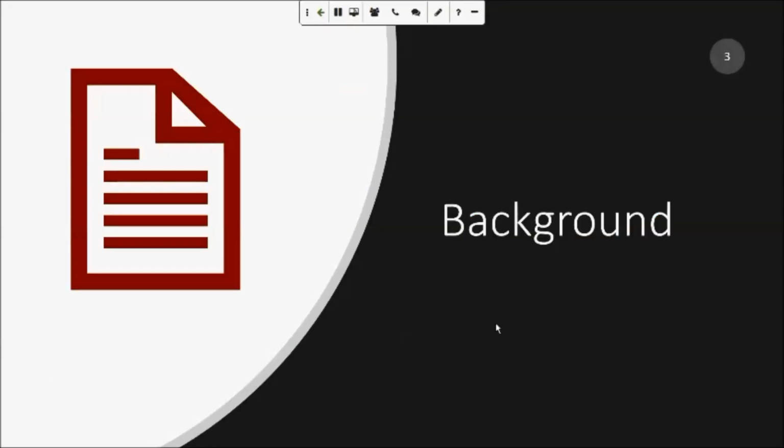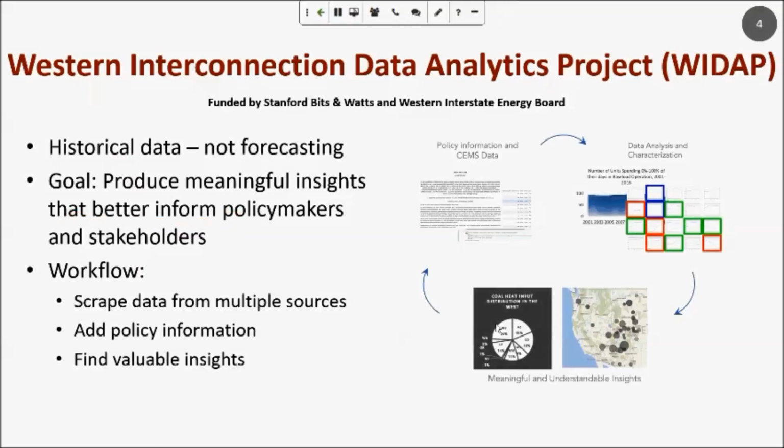A little bit of background. The Western Interconnection Data Analytics Project, or WIDAP for short, seeks to provide meaningful insights and better information to policymakers and stakeholders. Currently we're building tools to help interested parties better understand the changes in generation as well as policy in the West.